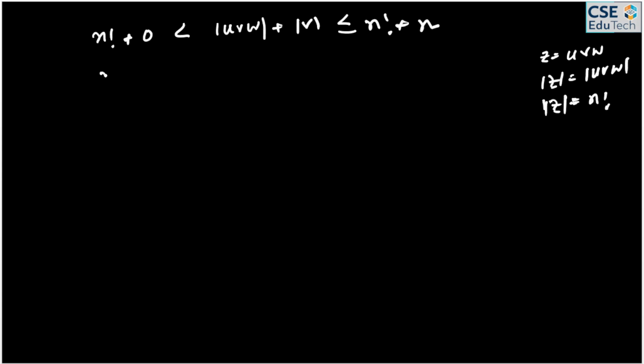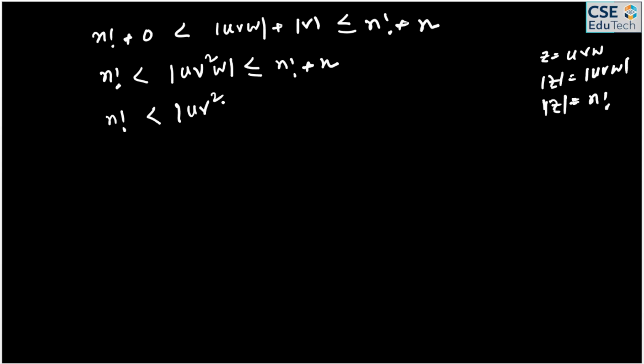So further we can write n factorial less than length of u v^2 w, that should be less than or equal to n factorial plus n. Further we can write n factorial is less than length of u v^2 w and less than or equal to n factorial plus n, which is again less than (n plus 1) factorial.